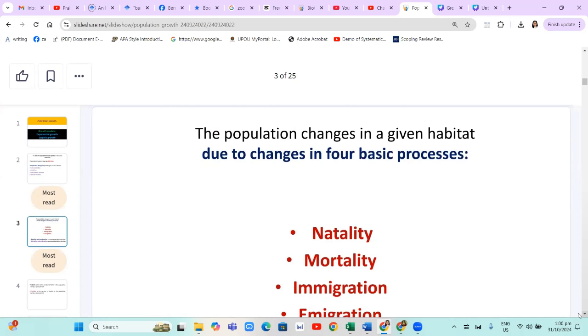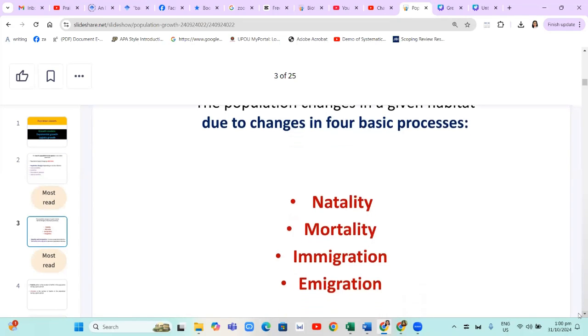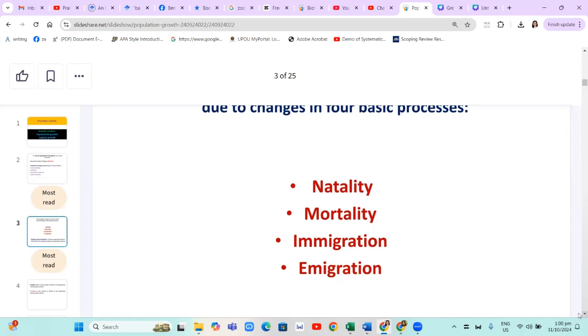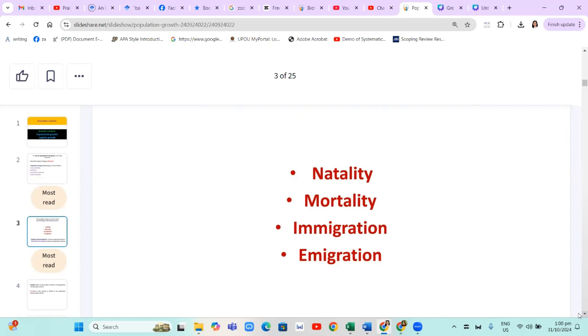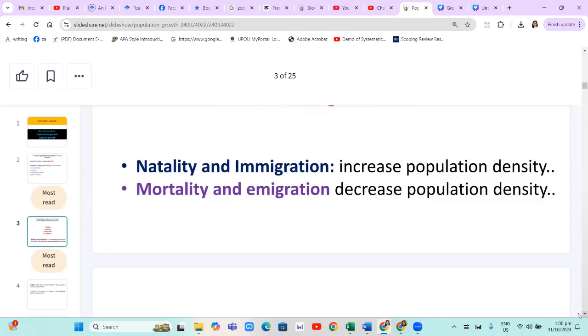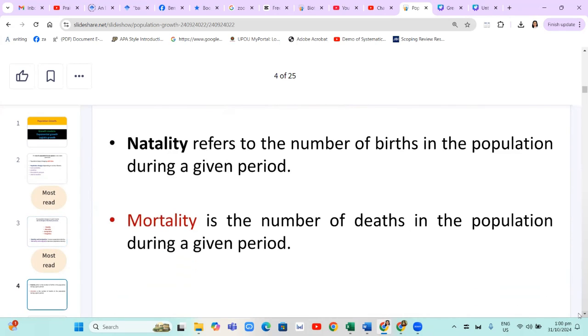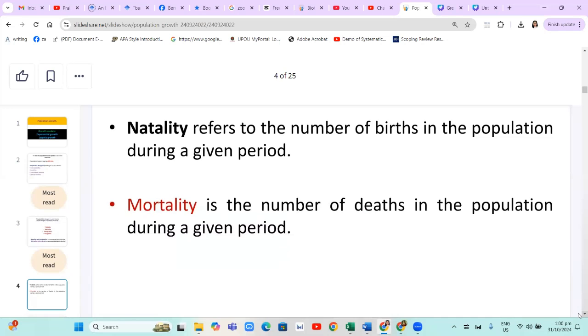The population changes in a given habitat due to changes in four basic processes: natality, mortality, immigration, and emigration. Natality and immigration increase population density. Mortality and emigration decrease population density. Natality refers to the number of births in the population during a given period. Mortality is the number of deaths in the population during a given period.